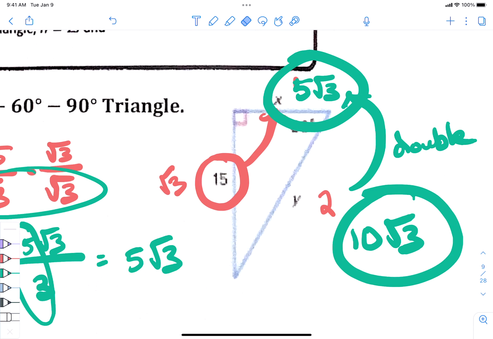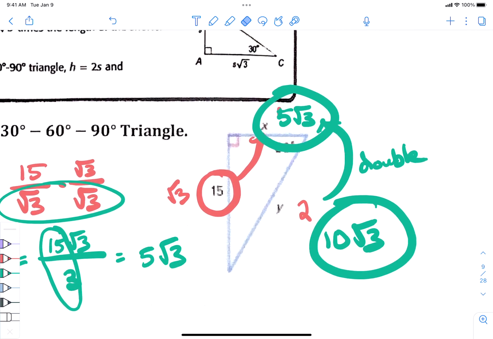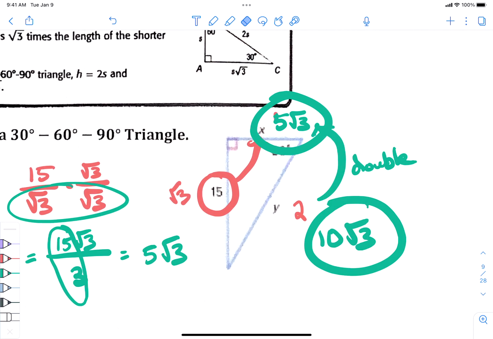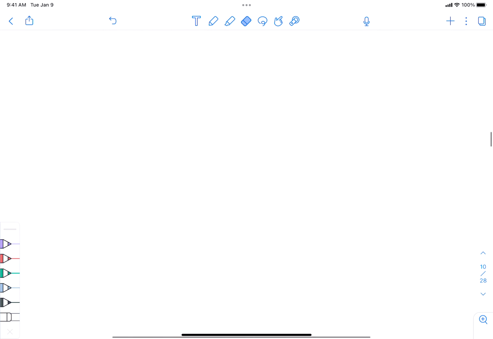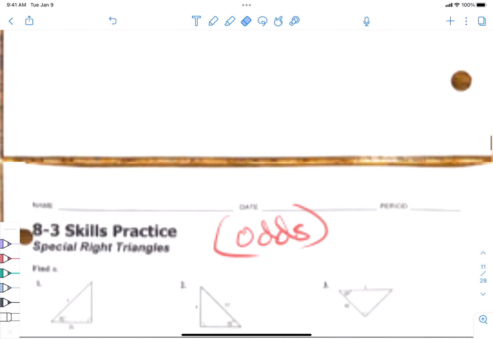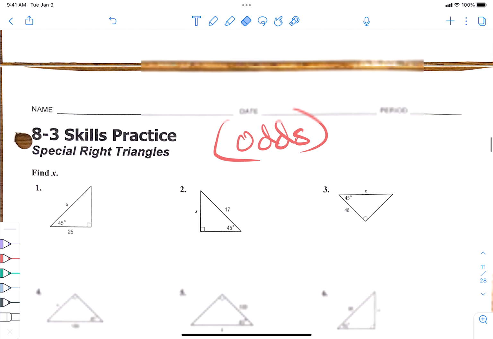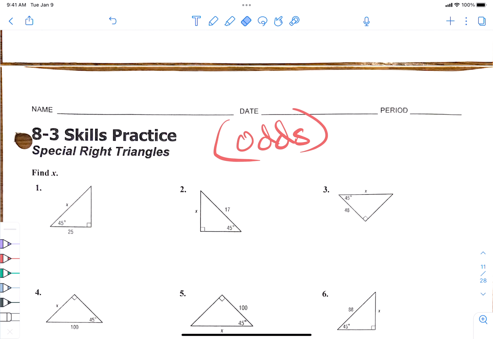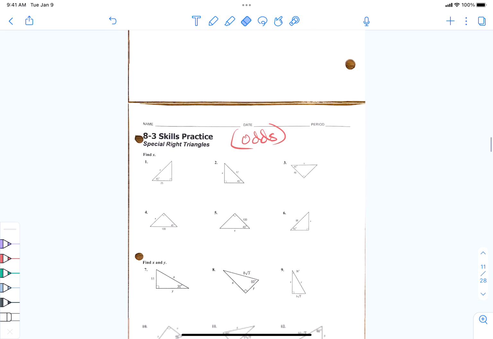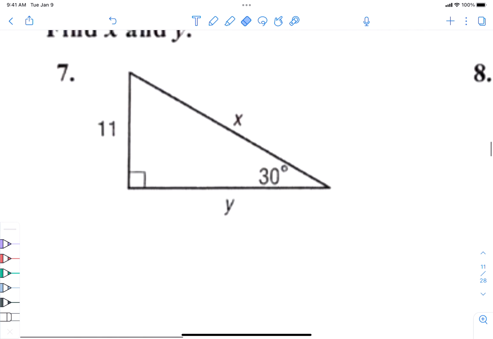Okay? All right, we're going to skip the back side, but we're going to do a homework problem together, just so we get one more example of a 30, 60, 90. Okay? Go to your homework assignment, and on skills practice, we're going to do odds. And the other side we're going to do evens. Skills practice is odds, the other side is evens. Okay, we're going to do number 7 on skills practice together. So 7 on skills practice is the one with the 11.